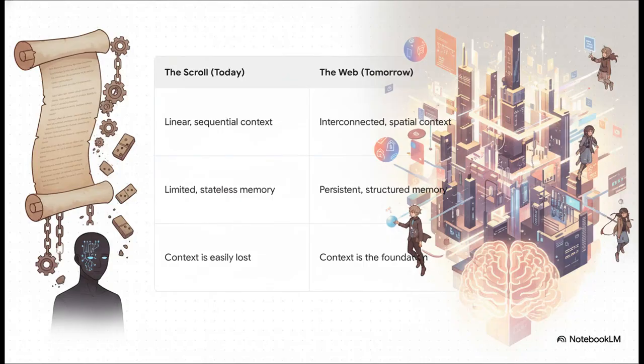And this is where you can really see the massive shift we're talking about. We're moving from the scroll to the web. So instead of that single straight line of text, imagine knowledge as this huge interconnected web of ideas. A place where context isn't just an afterthought that gets lost, it's the actual foundation of memory itself. It's really the difference between a system that forgets and one that remembers, relates, and truly understands.